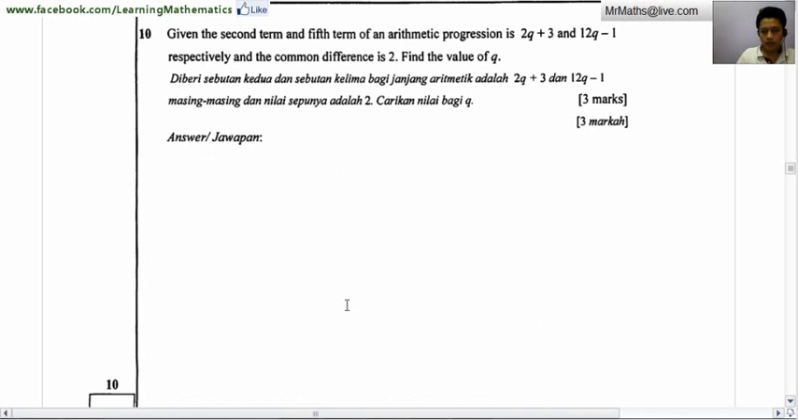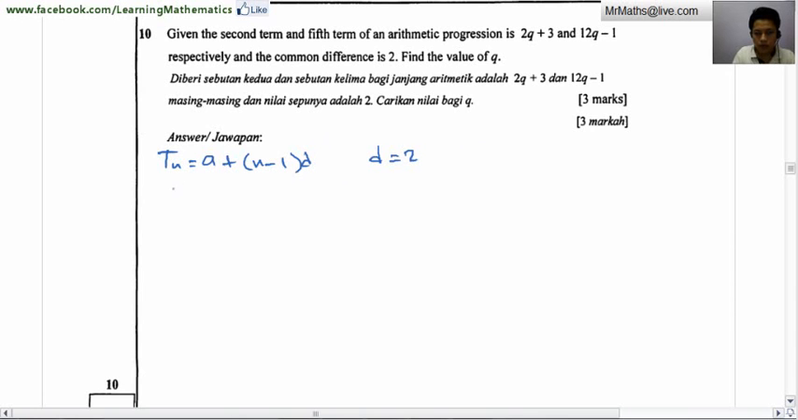Given the second term and fifth term of an arithmetic progression are 2q plus 3 and 12q minus 1 respectively. So that is the second term and fifth term. And the common difference is 2. Find the value of q. So what is the formula that we are looking at? It's going to be Tn equal to a plus n minus 1 times d. So this is the formula that we need. So d is 2, given that d is 2.